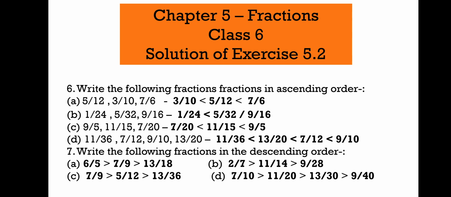For descending order, we always put the greater than sign. 2 upon 7 is greater than 11 upon 14 is greater than 9 upon 28. 7 upon 9 is greater than 5 upon 12 is greater than 13 upon 36. Here you can see, the smaller the denominator, the greater is the fraction. Here also, here also.